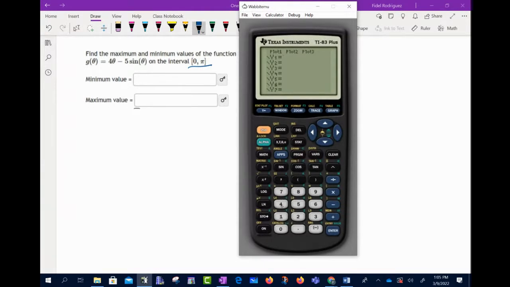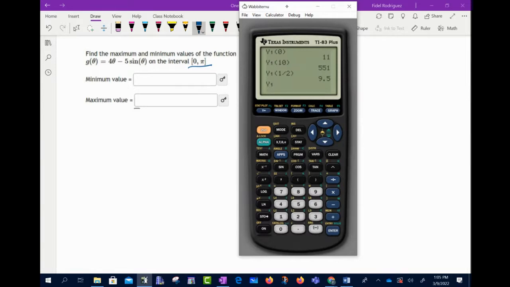So I'm going to go 4x minus 5 sine x. Okay, there's my function. And I'm going to enter that in. Okay, so let me quit it now. And I'm going to go to vars, to y bars, to my function. We're doing a y1.